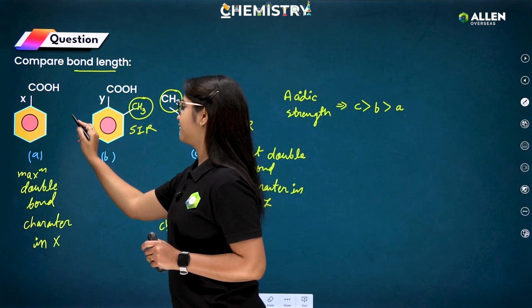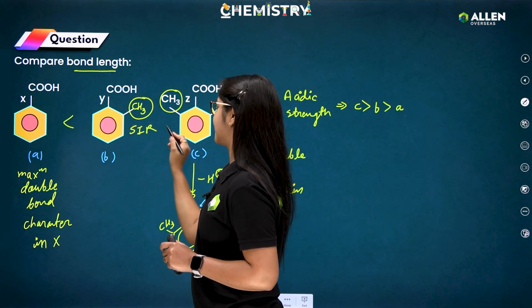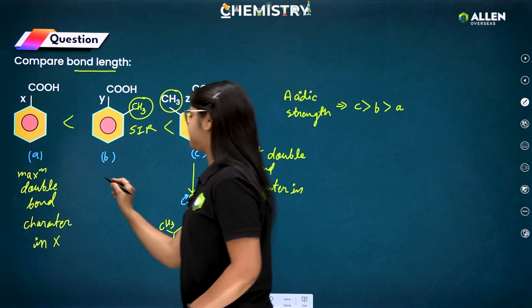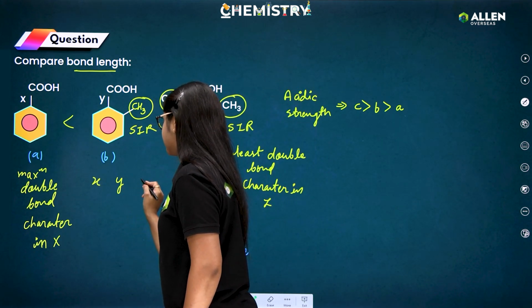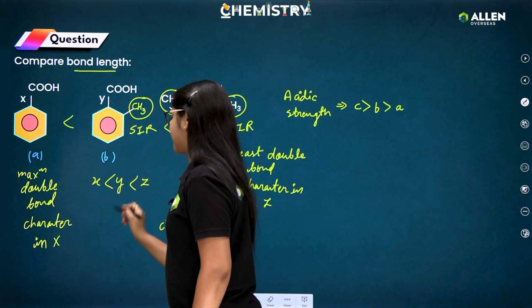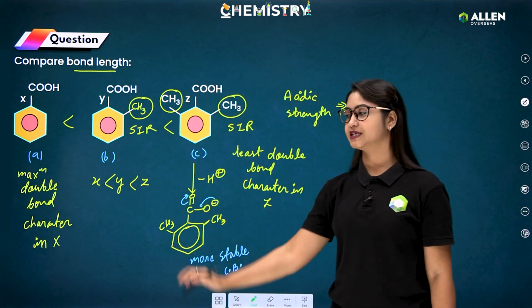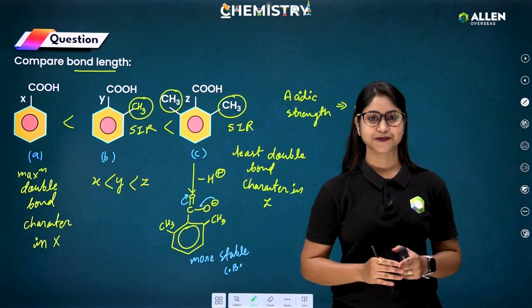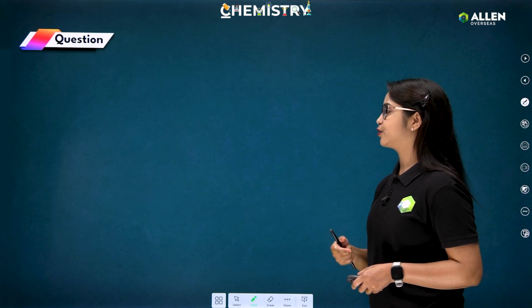So comparatively we can say, in X, Y, and Z, the Z bond length will be maximum and X will be minimum. This will be the order of bond length, right? Now let's see another question.